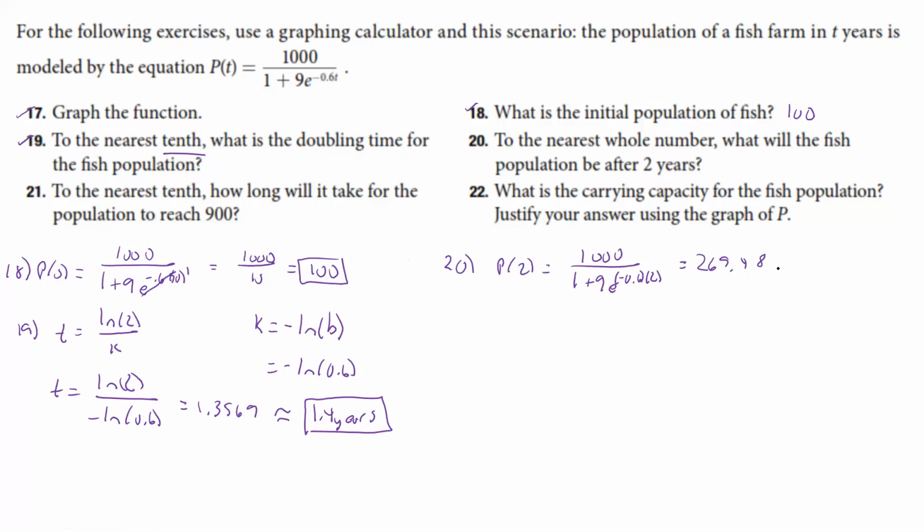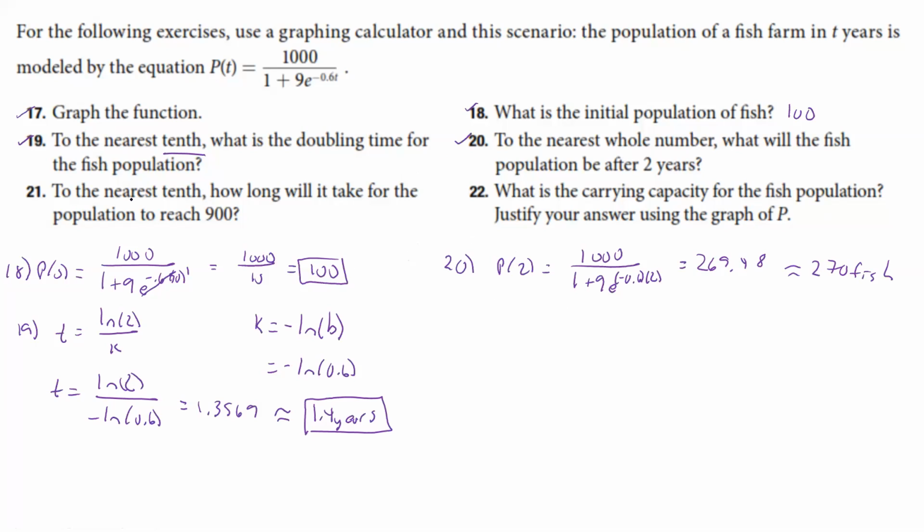And so I'm going to say, because we want to go up, that's going to give us 270 fish approximately. Okay, so we won't round down because you can't round down to a lower fish, so we'll round up to the nearest fish, and that's going to be the 270.